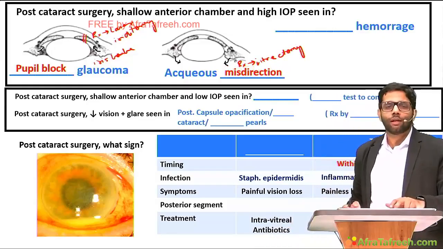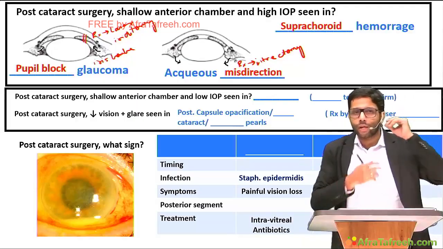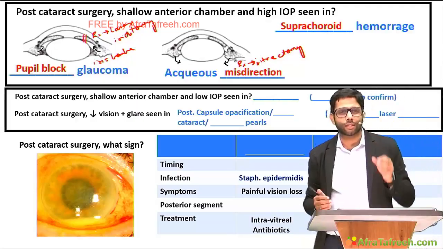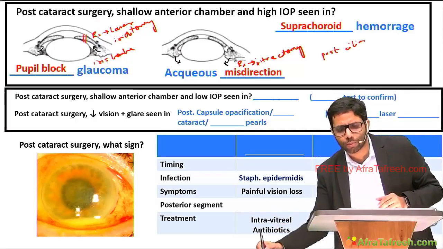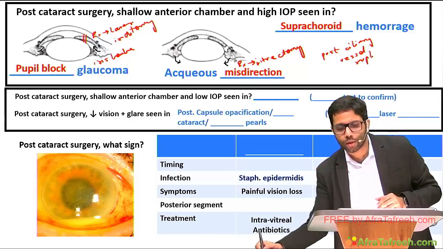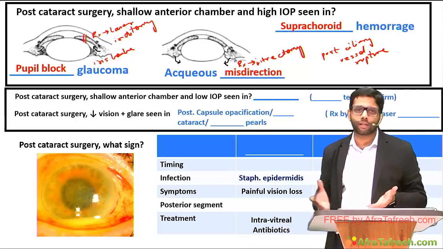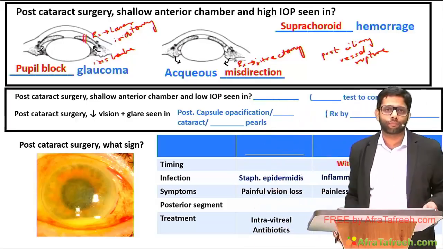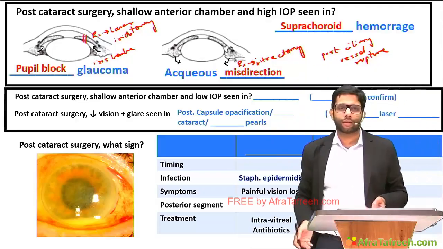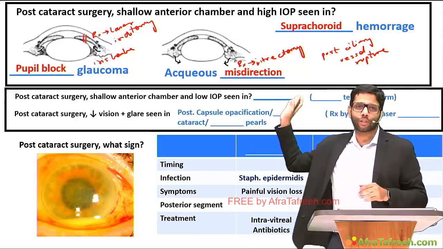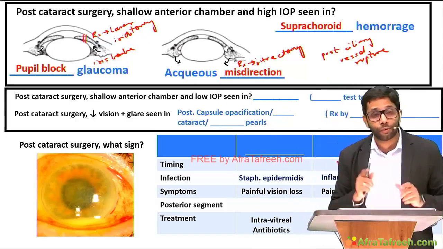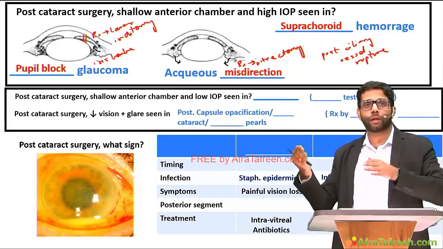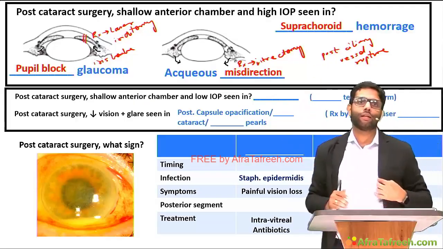And the third differential: the space between the sclera and choroid is known as the suprachoroid. There are vessels known as posterior ciliary vessels. Due to sudden fluctuation of intraocular pressure, the posterior ciliary vessels rupture, leading to suprachoroidal hemorrhage. It is the most dangerous complication of cataract surgery. It will push everything outside the eye. What can you do for this? Nothing. Just pray that it stops. But the first step can be tight closure of the incision in suprachoroidal hemorrhage if it is intraoperative. Post-operatively, it manifests as shallow AC and high IOP.